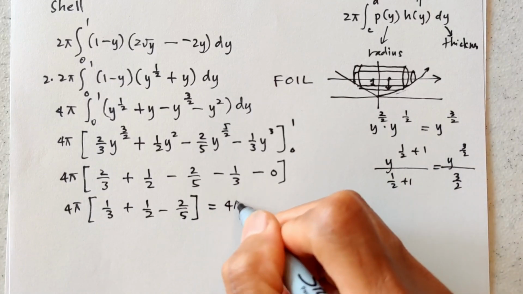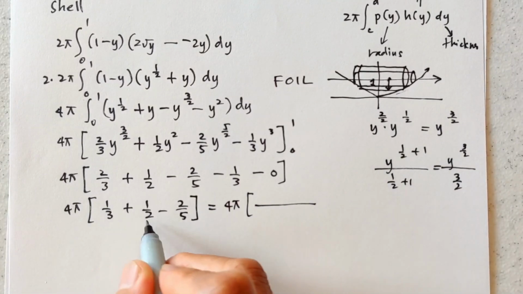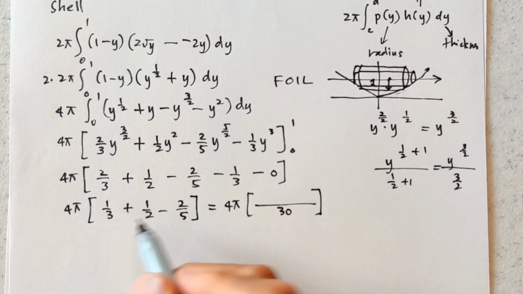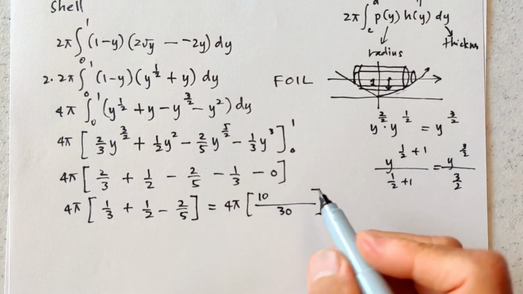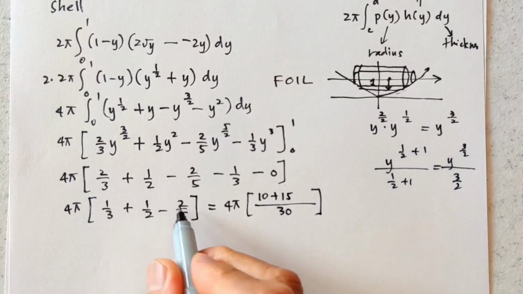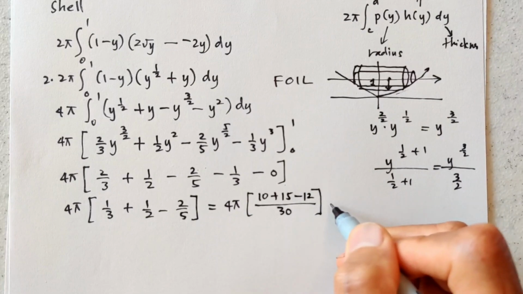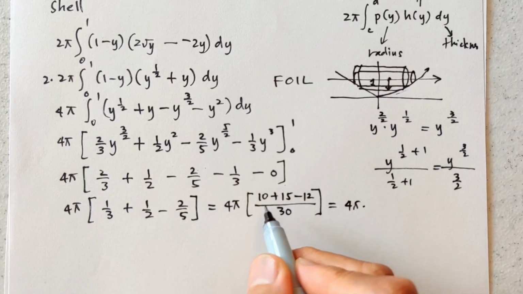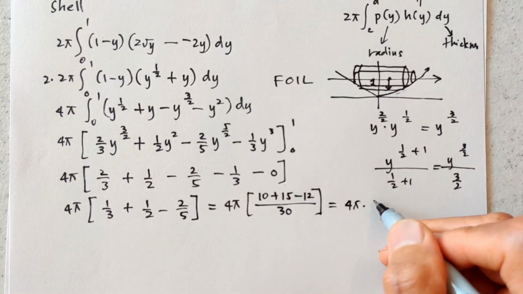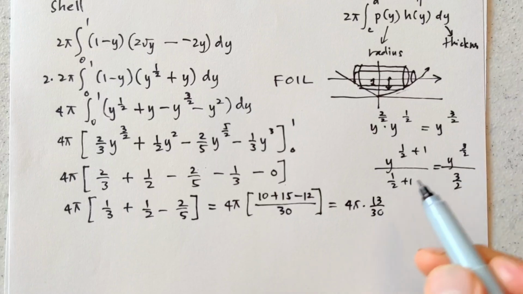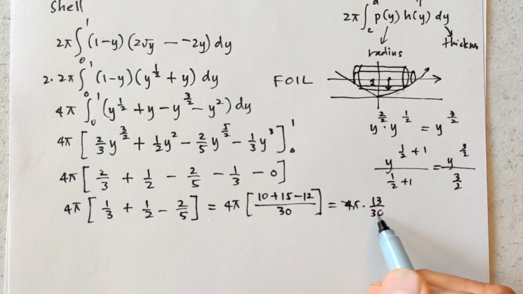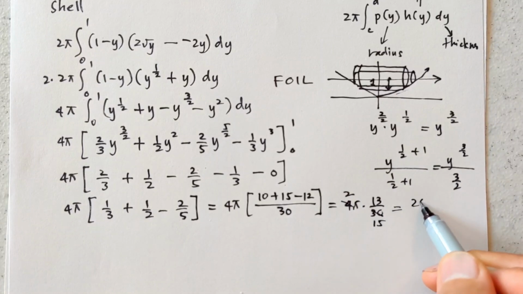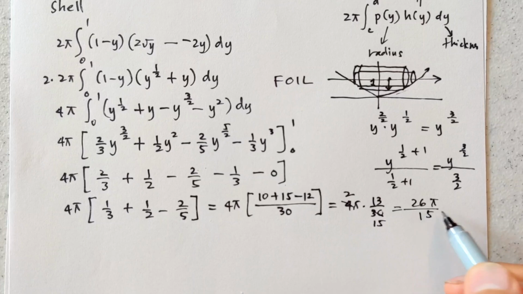So this simplifies to, we get the LCD, which is 3 times 2 times 5 is 30. 10. This will become 15. And that will become 12. So we have 4 pi times 10 plus 15 minus 12, which is 13 over 30. We can cancel 4 and 30 by 2, so that becomes 2 and this becomes 15. And so we get 26 pi over 15. And that's your answer.